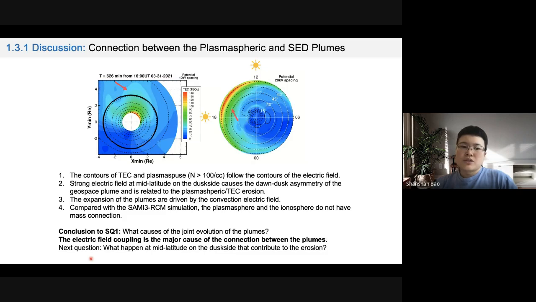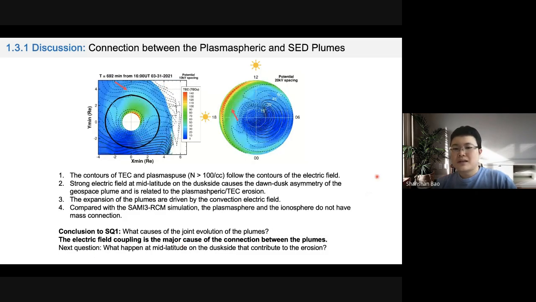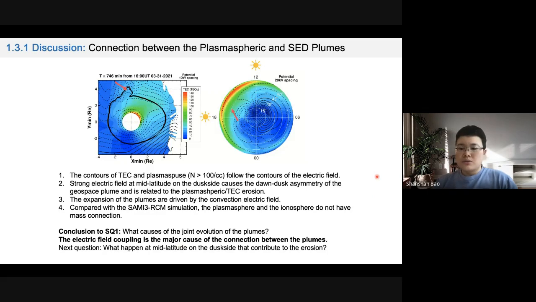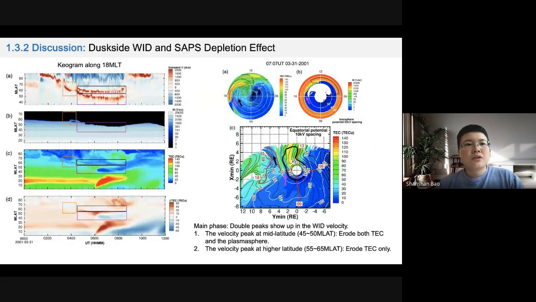So the next question is, what at the mid-latitude on the dusk side contributes to the erosion? Here we plotted a keogram along 18 MLT from different models. The top one is the sunward or westward ion drift generated by the REMIX model. Here is the plasmaspheric density profile from RCM, and here is the TEC profile from TIE-GCM, and delta TEC, which is TEC minus quiet time TEC.